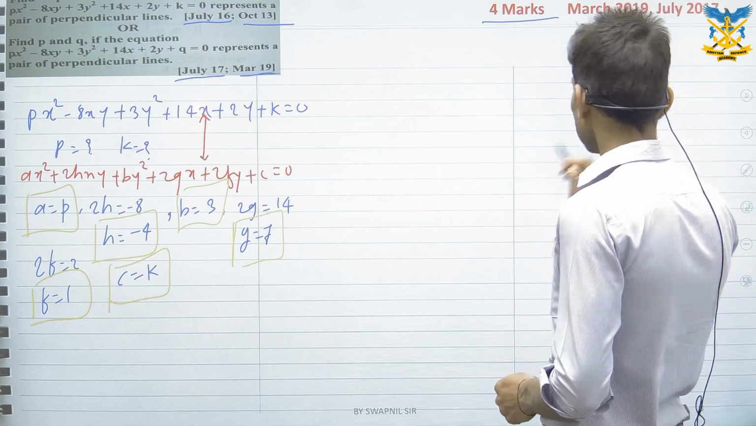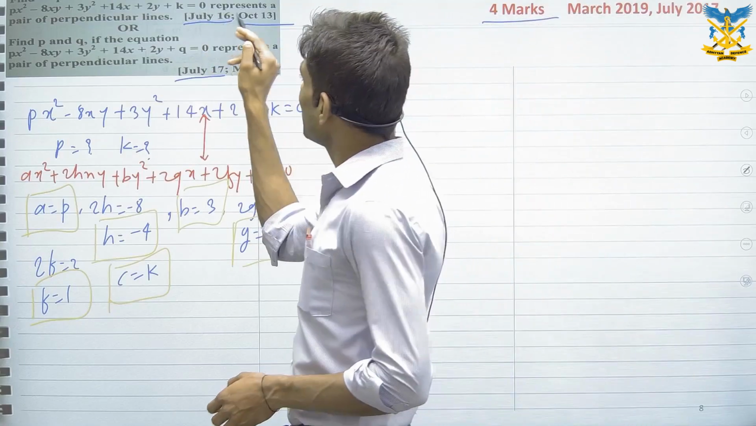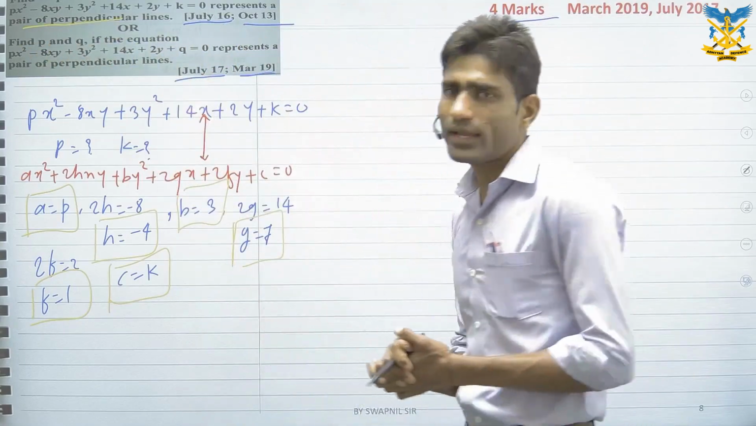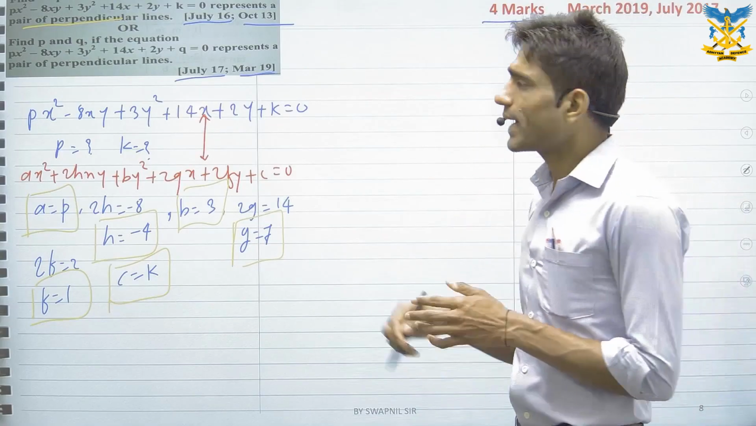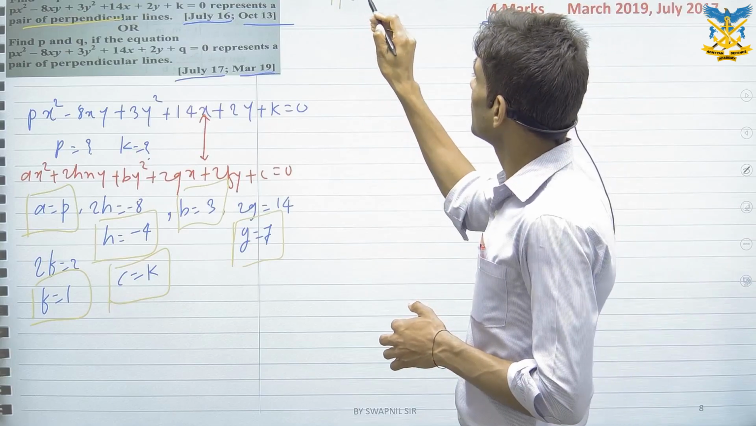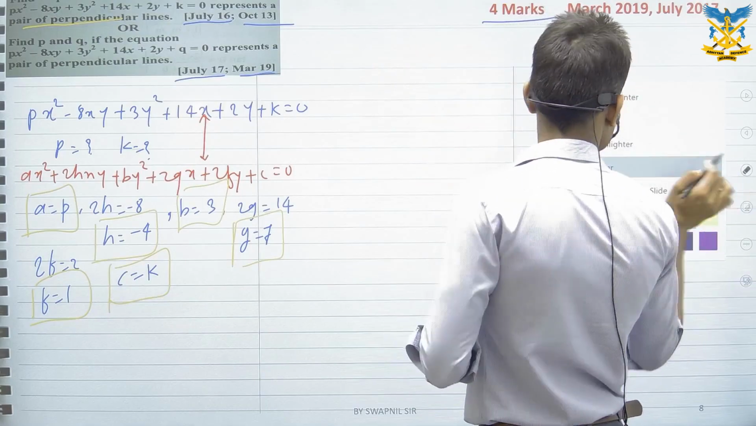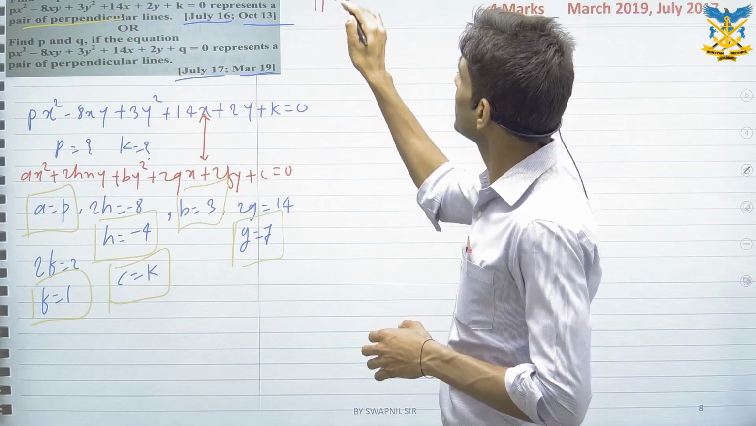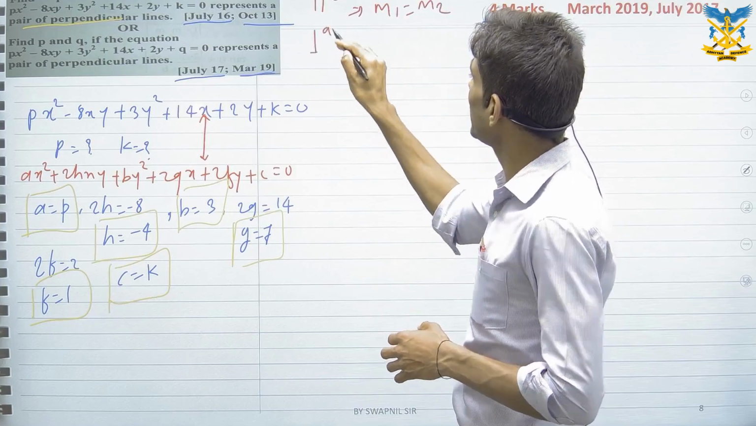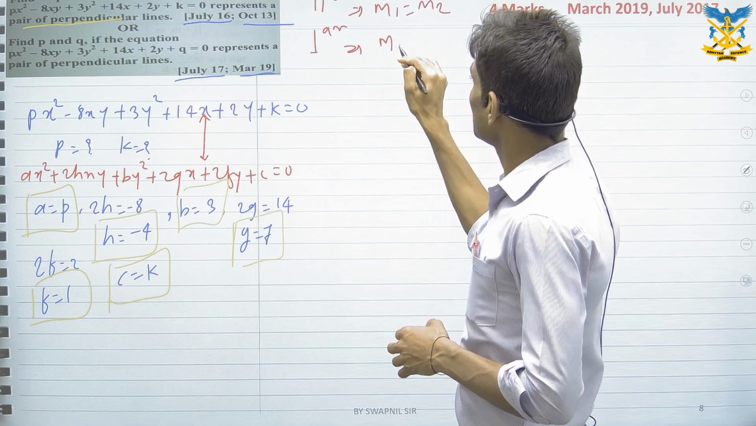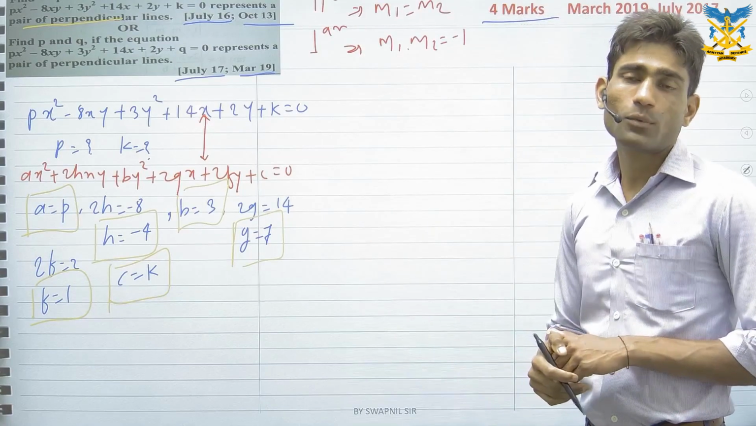Now what do we do here, let's go for the next condition. It represents a pair of perpendicular lines. When we have a pair of perpendicular or parallel lines, for parallel lines we use their slopes, m1 is equal to m2, and for perpendicular lines we use m1 into m2 is equal to minus 1. Their product is minus 1.